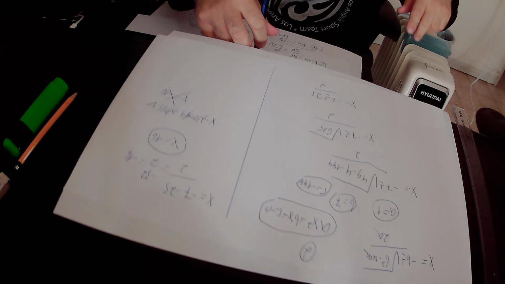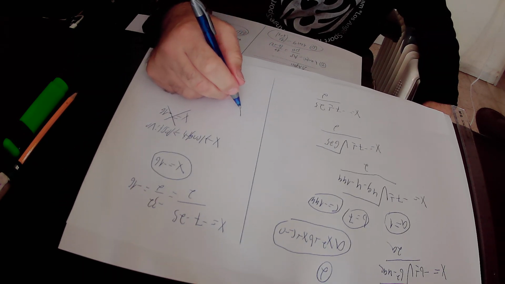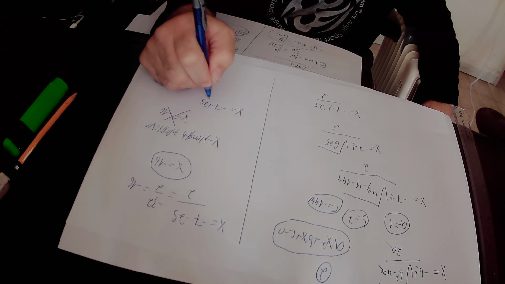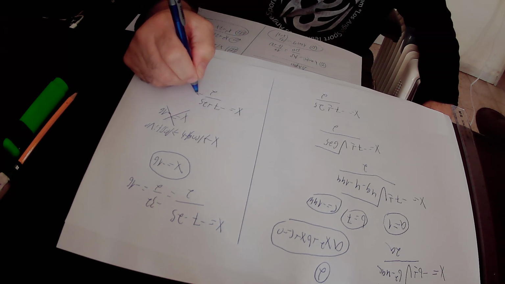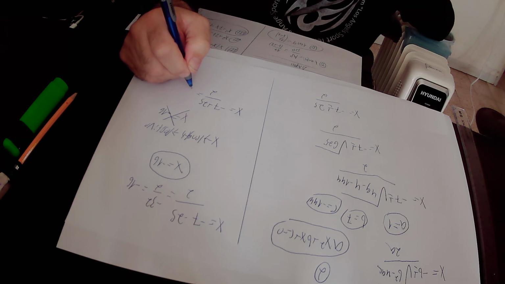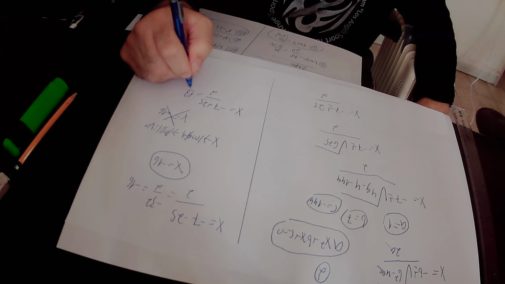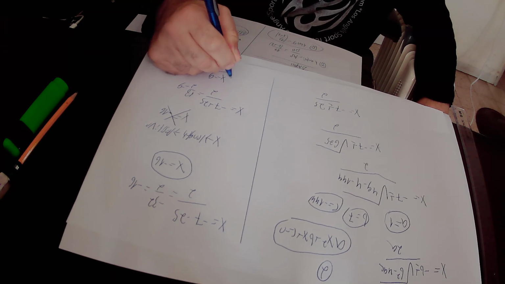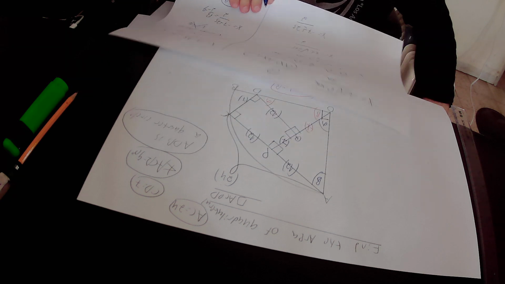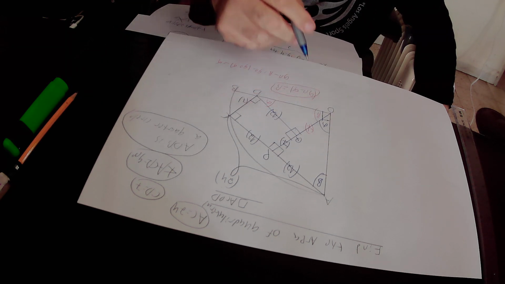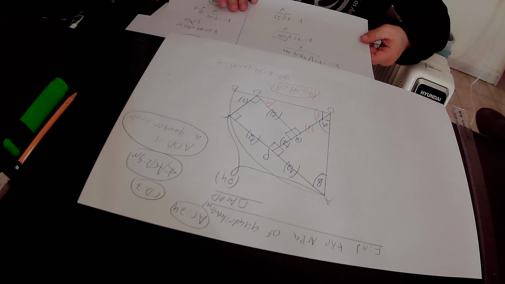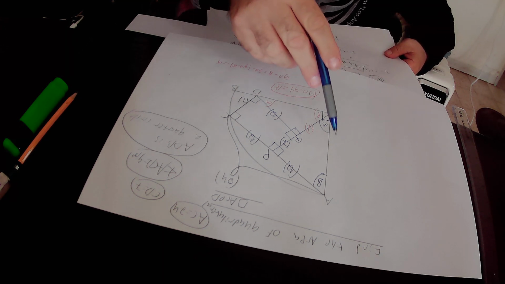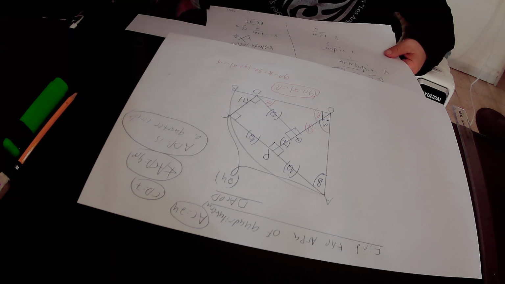And we're left only with the second solution, that x equals minus 7 plus 25 over 2. Minus 7 plus 25 is 18, and 18 over 2 is 9. So finally we found that x equals 9. This segment x equals 9 units. So, what is the area of quadrilateral AODC?